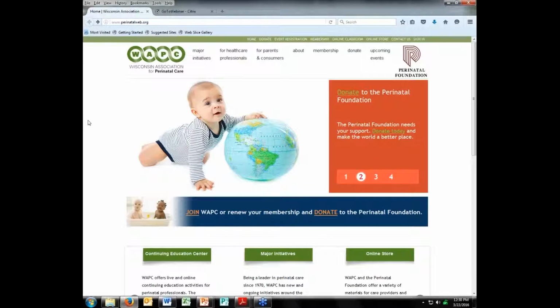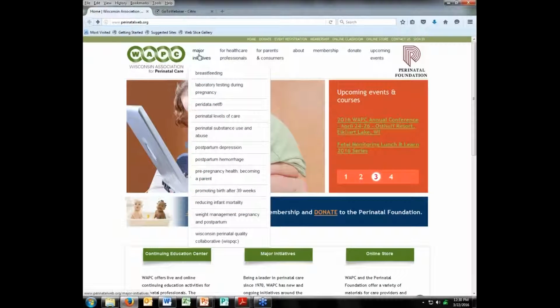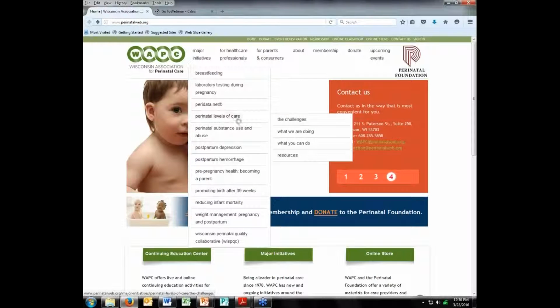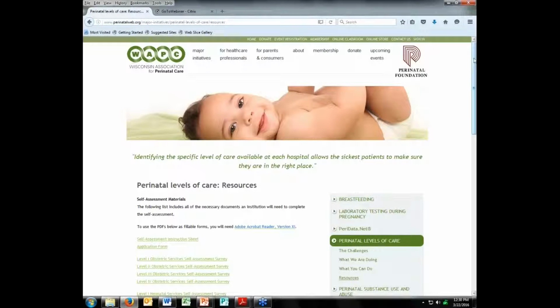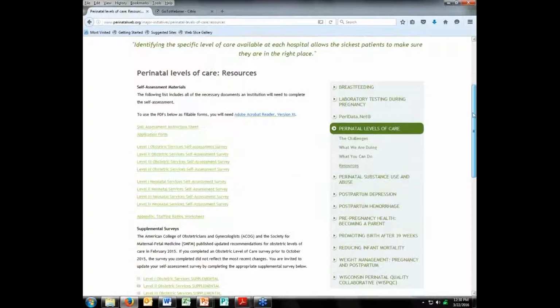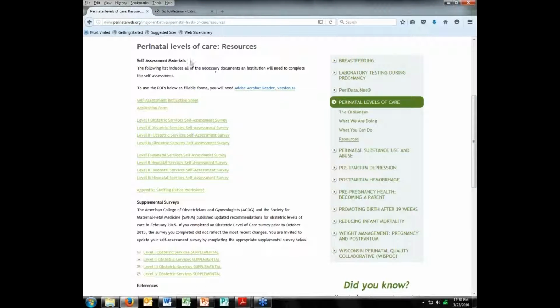perinatalweb.org. To get to the levels of care, it's under the major initiatives, which you see right next to the WAPC logo, and then you can scroll down until you get to perinatal levels of care. There are 4 sections under this heading, and what we're going to do is go down here to resources. When we go to the resources page, we see the cute baby at the top, and we see the title, perinatal levels of care resources, and self-assessment materials are first. I just rearranged these yesterday to make it that way.